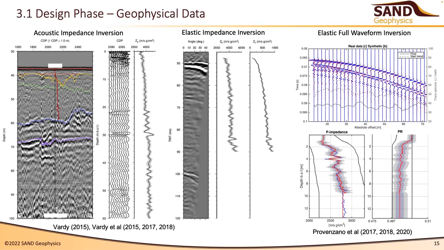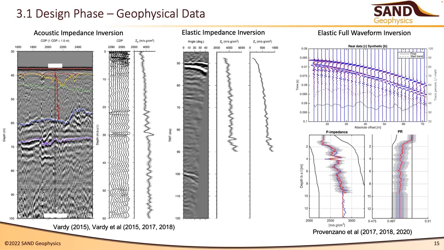What I would say in terms of seismic inversion is that all of the more common approaches to seismic inversion can and have been applied to these data, whether you're thinking about the simplest form of seismic inversion, as we see on the left of the screen, acoustic impedance inversion. We can look at applying elastic impedance inversions, as we see in the middle. And we can also go all the way to the right-hand side, where we look at elastic full waveform inversion.